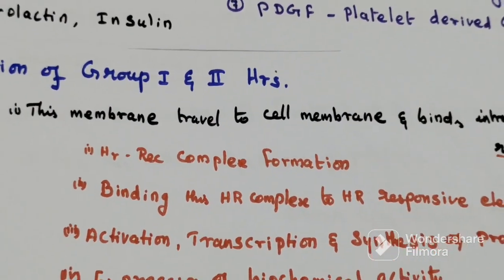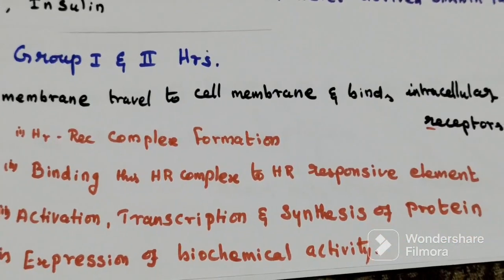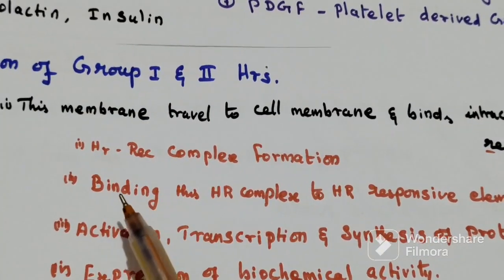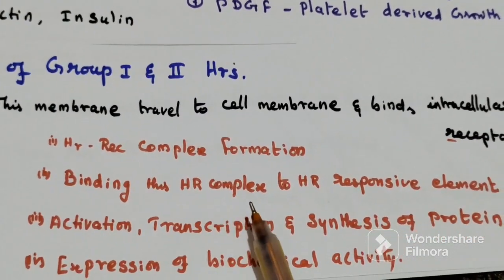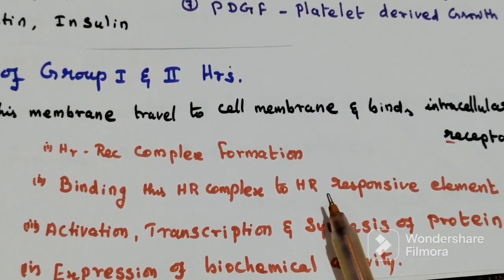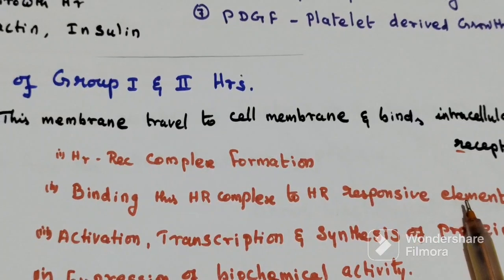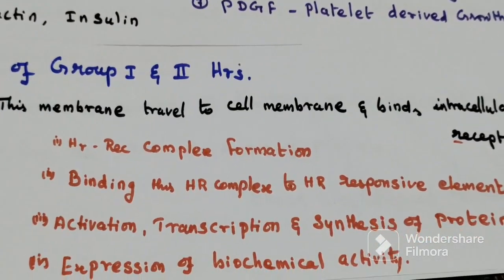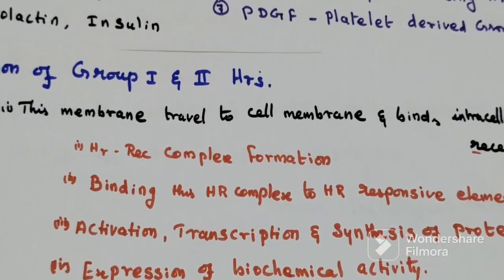The hormone can travel through the cell membrane and bind with the intracellular receptor. First, hormone receptor complex formation will occur, which binds to the hormone responsive element. After that, activation, then transcription, then synthesis of protein, then expression and biochemical activity.